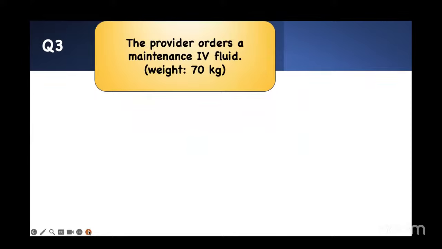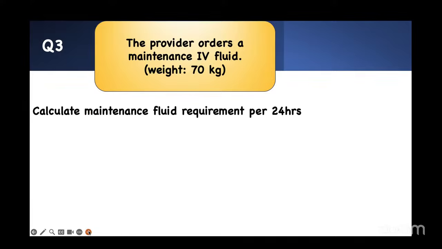Now, you have to provide fluid. Those calculations can be very intimidating, but this is not that difficult. You can master it. If you have issue with it, I will show you. The provider orders maintenance IV fluid. The patient weighs what? 70 kilos. What do you think? Calculate maintenance fluid per 24 hours. Those calculations, sometimes you have to know it, but don't worry if you have issues with it.